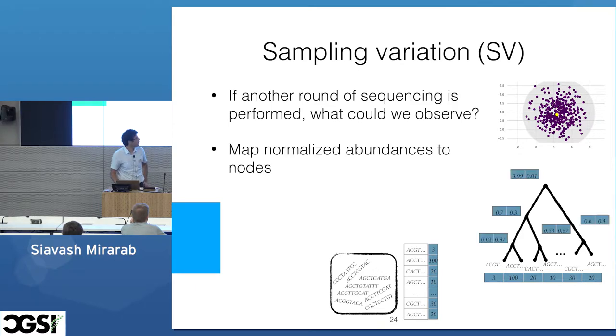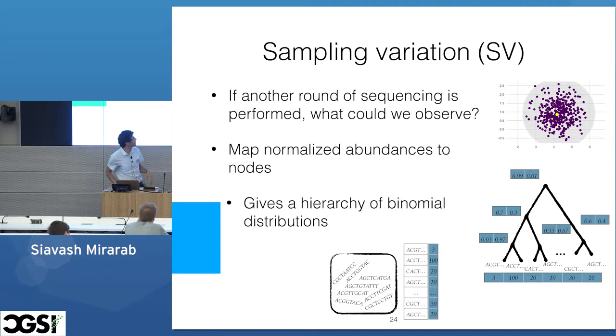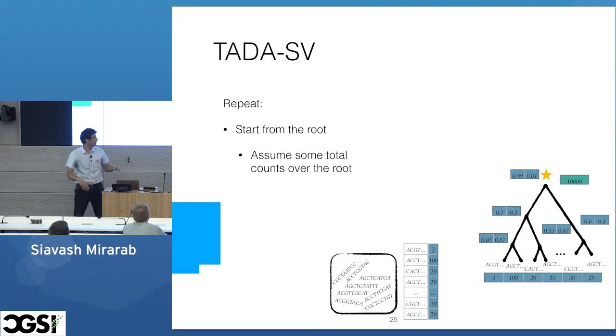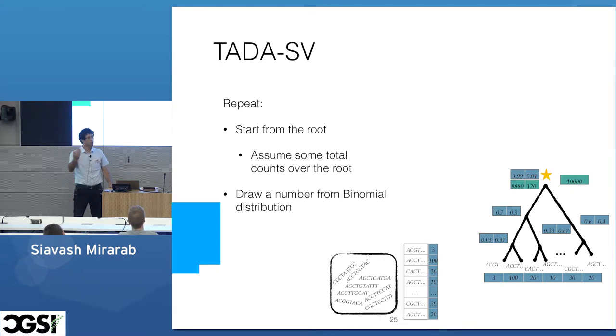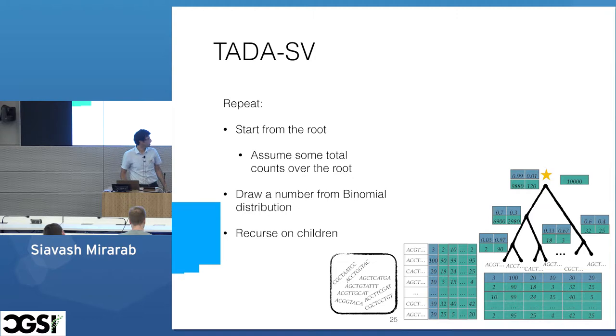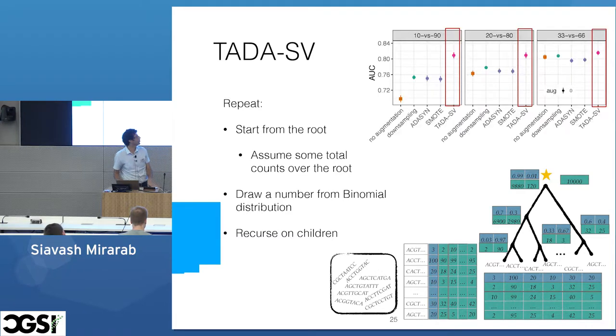You can then just go up the phylogeny, and for each node, compute the conditional probability that if you have something from this node, does it go left, does it go right? Now you have these conditional probabilities everywhere on the tree, so you have a hierarchy of these binomials. You can very simply start from the root, assume some number, let's say 10,000, and draw from these binomials until you get to the leaves. Now you have a new vector that looks like the original data you started with, but it has some variation around it. And you can keep doing this and add all of the new vectors to your sample.